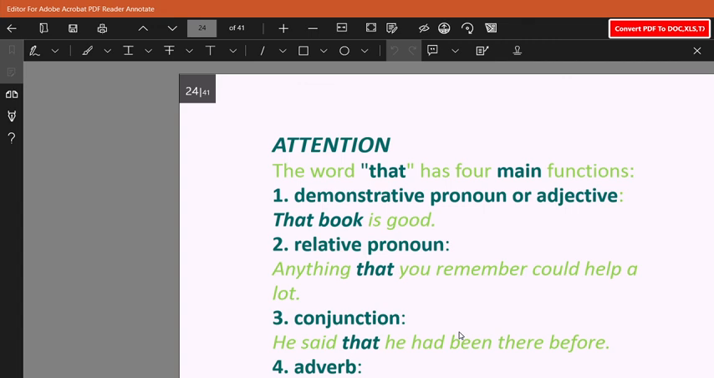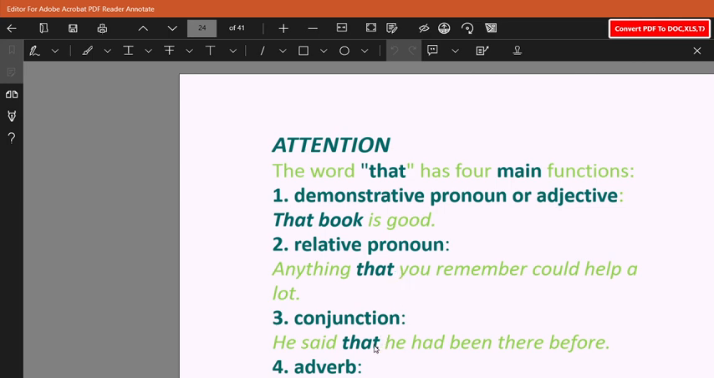Here, the thing you have to keep in your mind is exactly written here. The word that has four main functions: demonstrative pronoun or adjective. That book is good. See, that book, book is the noun, and that is exactly placed by the noun, which makes it a demonstrative adjective. And when you are using the same thing as a demonstrative pronoun, see, anything that you remember could help a lot. Here no such noun is placed by that pronoun that.